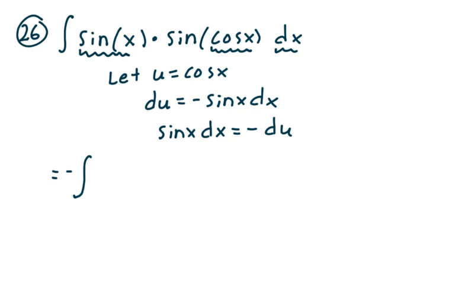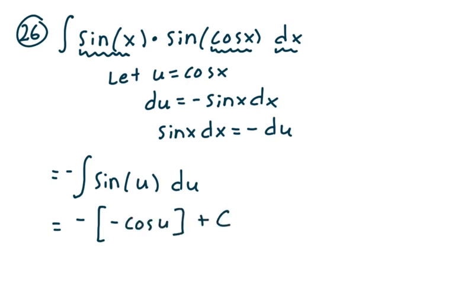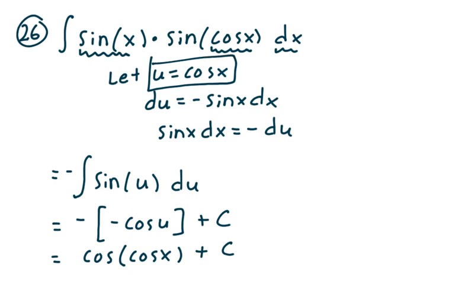So I'm going to put the negative on the outside of the integral sign. And then I end up evaluating sine of u, right? Because I'm going to replace cosine x with u du. So this is the opposite of negative cosine u, right? Plus c. So this is cosine of cosine x plus c. Because remember, u is cosine x, so I just stuffed that back in for u. And that's how you do problem number 26.